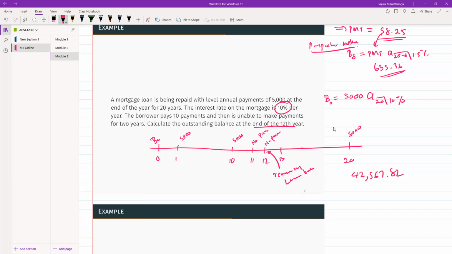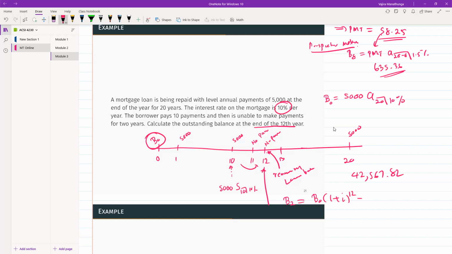So now at time 12, I want to find the balance. How do you calculate the balance? I can use the retrospective method. So I can bring the original loan, I can calculate the future value of B0 at time 12. So it's going to be B0 times 1 plus i to the 12. And then the future value of the 5,000 payments. First, I would calculate it up to this point. So that would be what? 5,000, yes, there are only 10 payments, under rate 10%.